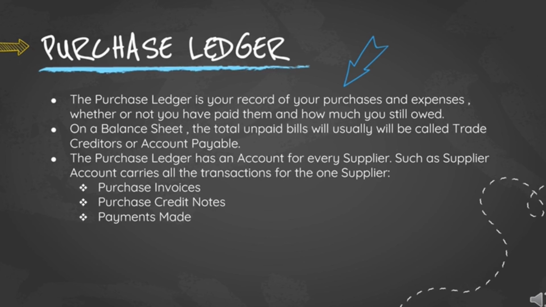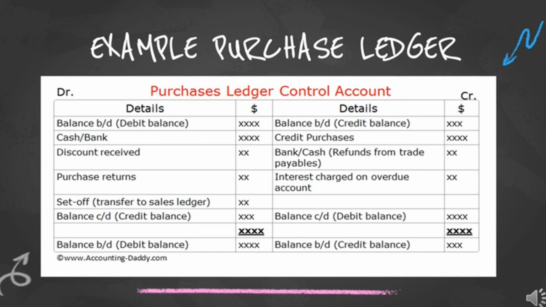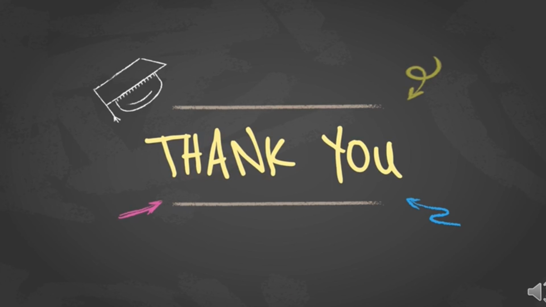Third, the purchase ledger has an account for every supplier. Each supplier account carries all the transactions for the one supplier. Number one, purchase invoices, purchase credit notes, payments made. Example for purchase ledger. Thank you for watching.